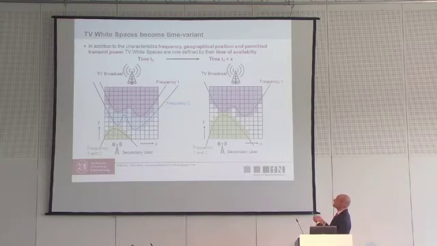And now this is time point T1, but at another time point T1 plus X, the configuration might have changed. So the broadcast transmitter now is only operating at the frequency 1, and as a result, the secondary user now has the possibility to use more white space.